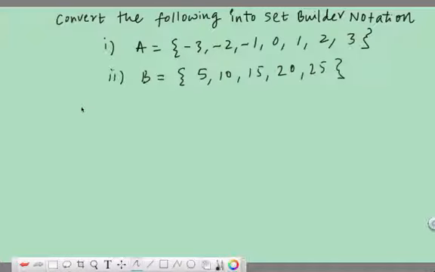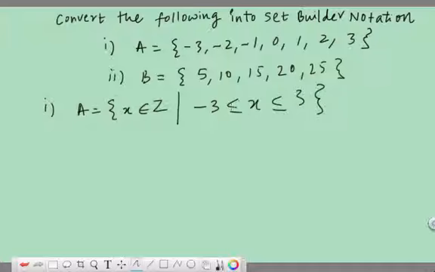Let's work on a few more problems. Here the sets are represented in roster form, and we are asked to convert them into set builder notation. Let's start by solving the first one. Here we see that set A is equal to all the integers from -3 to 3. So we can represent this as A equals x belongs to capital Z, which is the universal integer set, such that -3 is less than or equal to x less than or equal to 3.